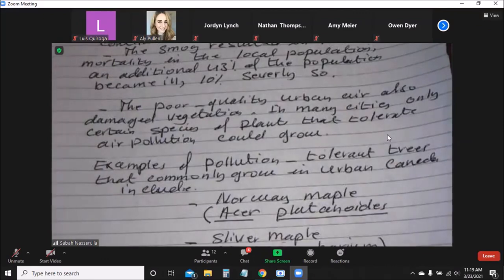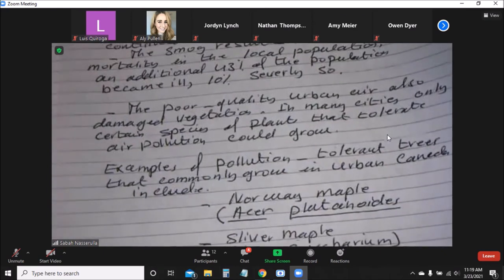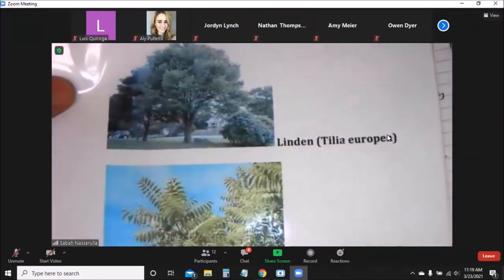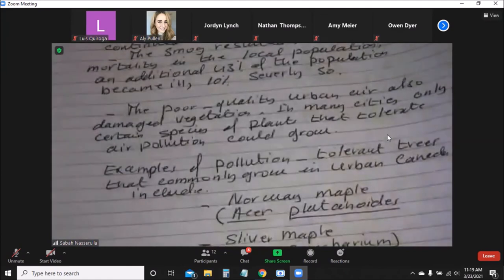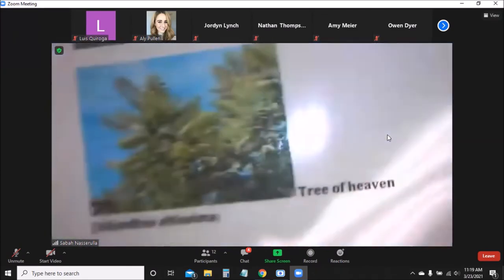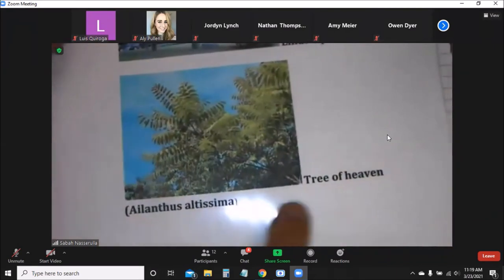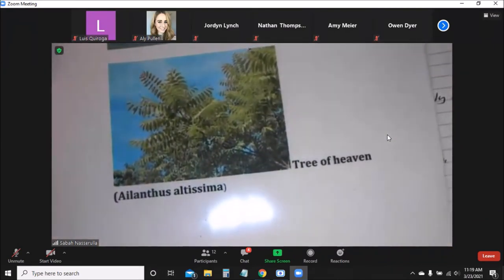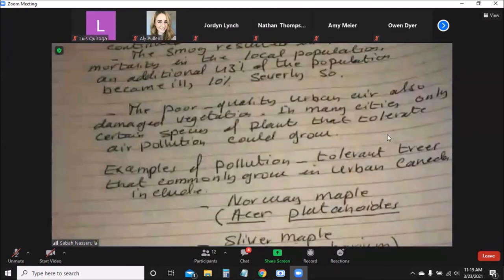Okay, the linden, this is all Tilia europaea. This is the one here, how it looked like. And this one here, as a matter of fact, the tree of heaven, which is Ailanthus altissima, okay, tree of heaven. The other one, of course, you should know is Ginkgo biloba, which has the fan-shaped leaf.